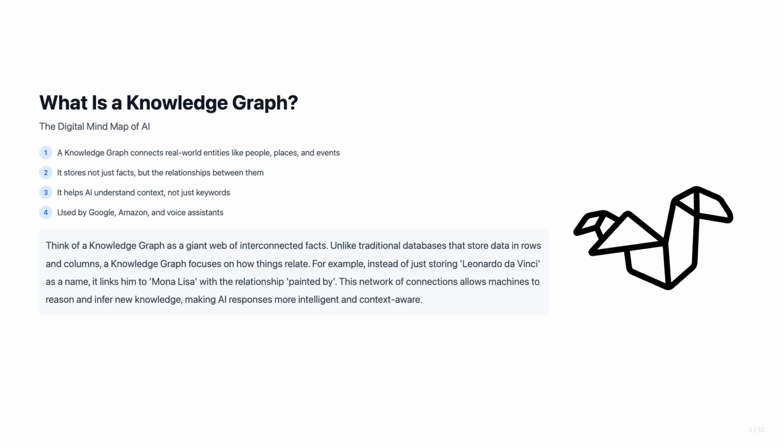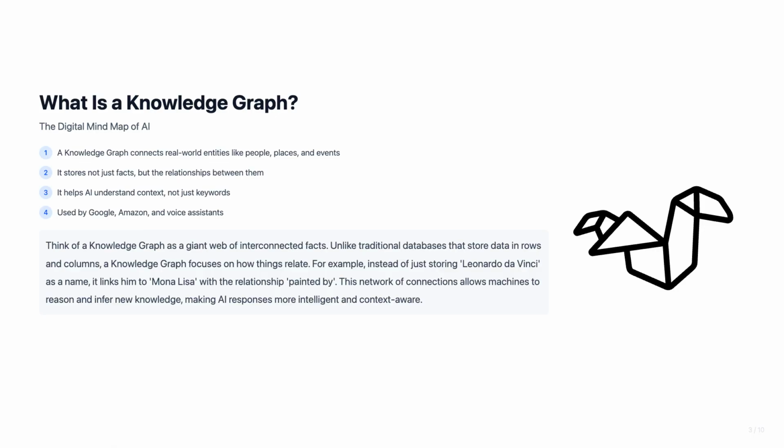For example, instead of just knowing that Albert Einstein exists, a machine with a knowledge graph knows he was born in Germany, developed the theory of relativity, and worked at Princeton University. These connections turn isolated facts into meaningful knowledge.